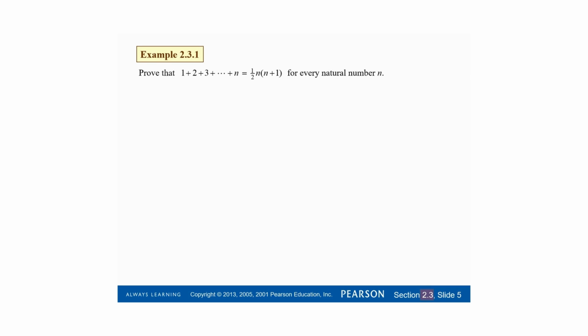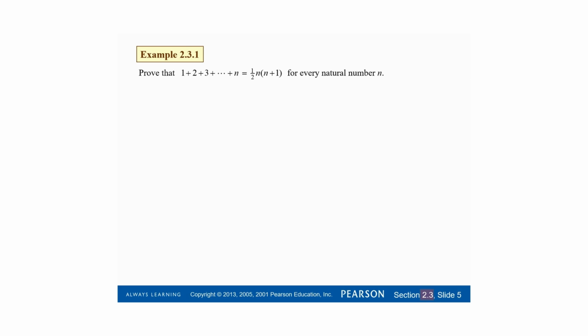The first example, example 2.3.1, is on proving related to mathematical induction. We want to prove that 1 plus 2 plus 3 and so on up to n terms is equal to half of n multiplied by n plus 1 for every natural number n.